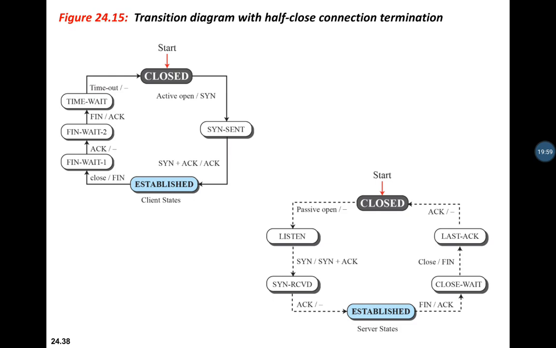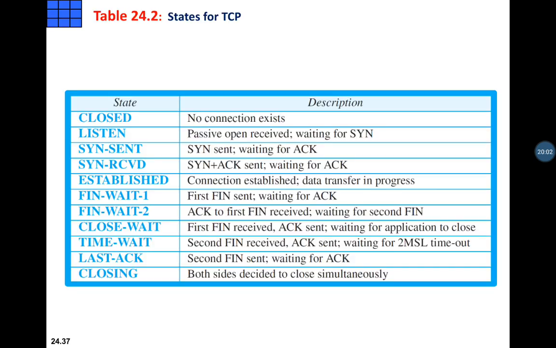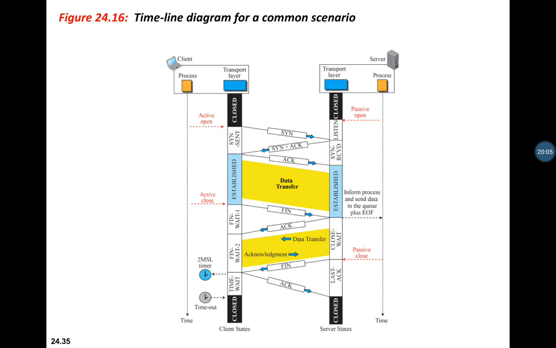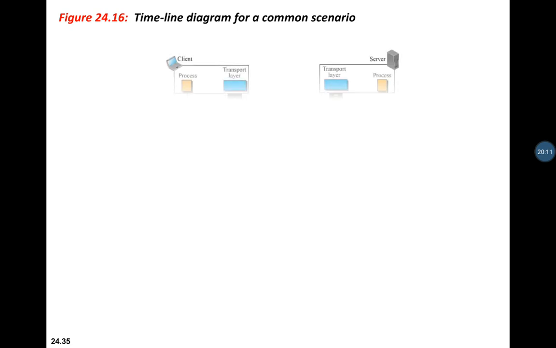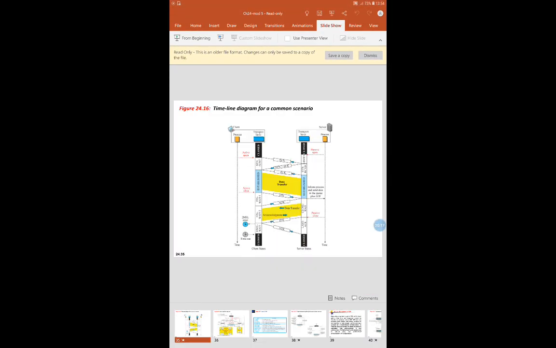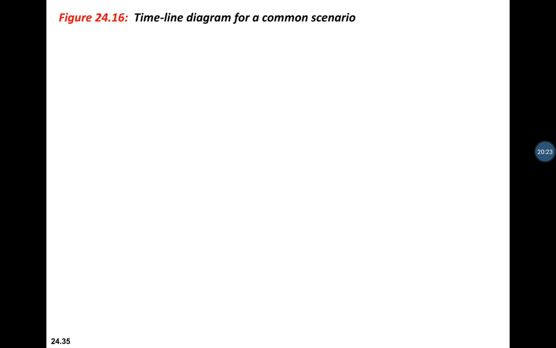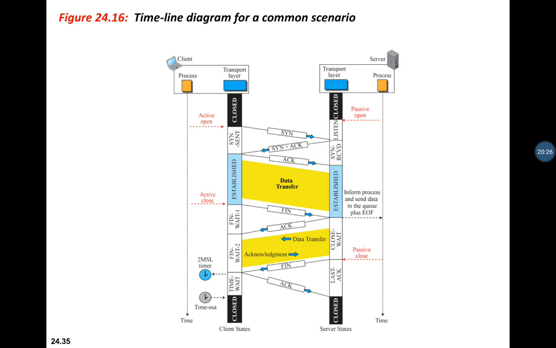So this is about the transition diagram. The same thing we can see in the earlier figure also. SYN, then SYN plus acknowledgement, then the acknowledgement, which is initially the connection establishment state. Then we have the data transfer state, where the data will be transferred. Then we have the FIN-wait-1, then the data transfer acknowledgement, then the FIN and the acknowledgement, then it is closed. The same thing was explained earlier.